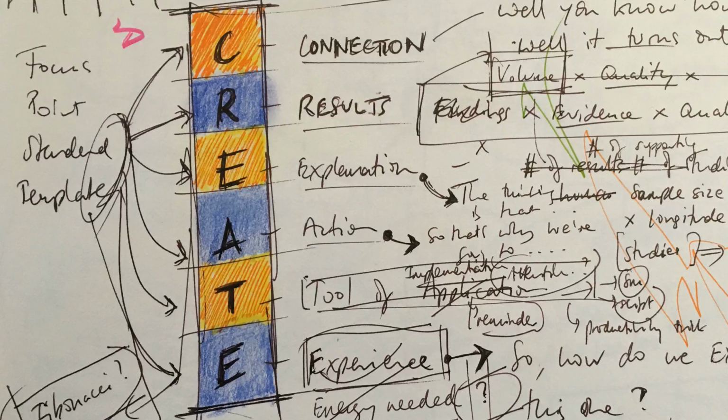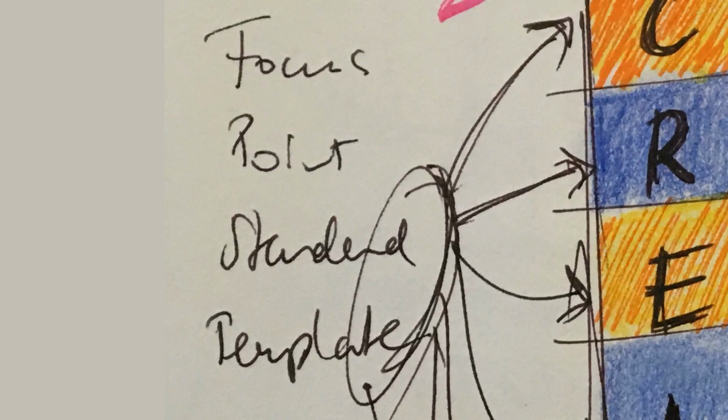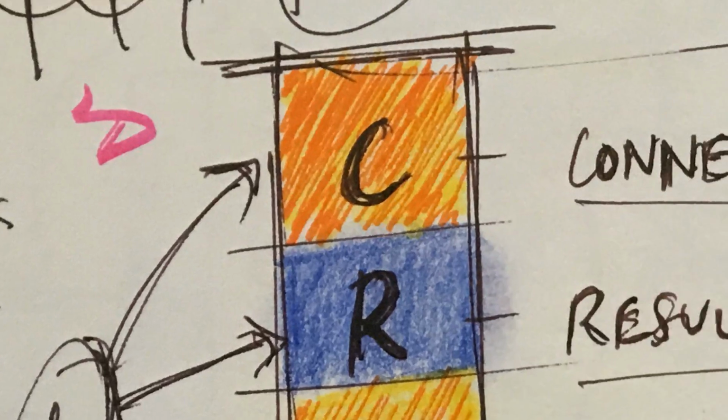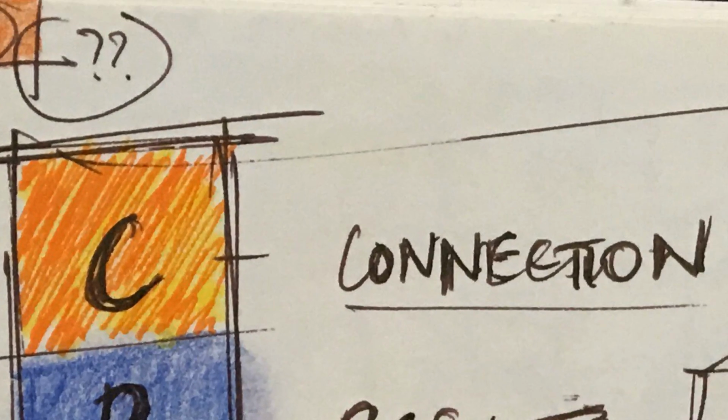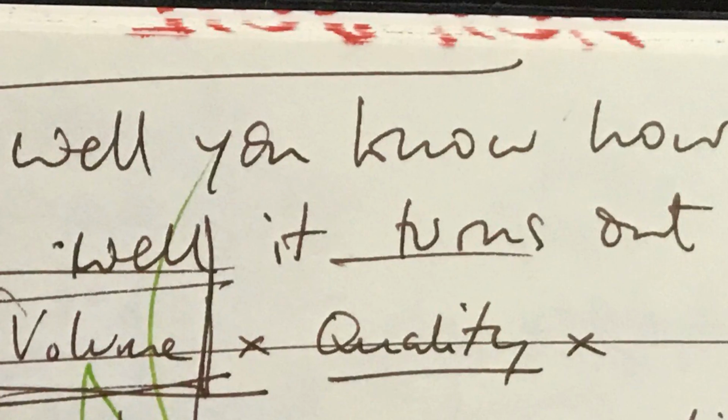Okay, so I'm going to talk very briefly about the CREATE model, which is the system for making sure that every focus point has got a standard template, a standard way of justifying that it's actually one of the focus points for a particular program. The C stands for connection, and this is trying to make it local and connecting with the individual. Obviously makes sense, doesn't it?